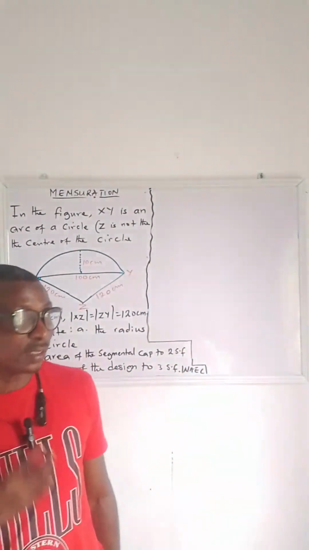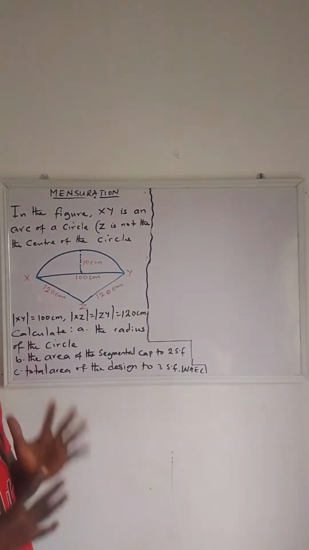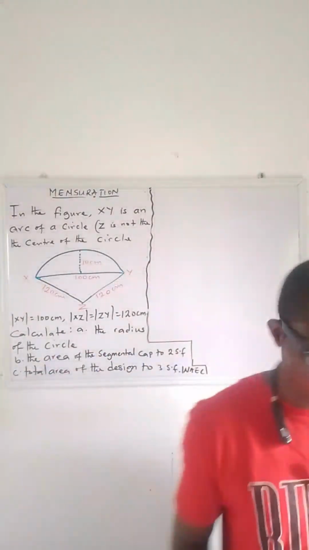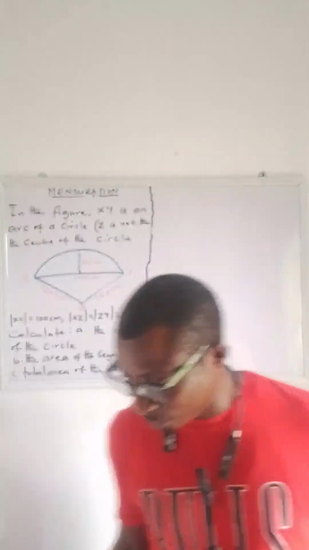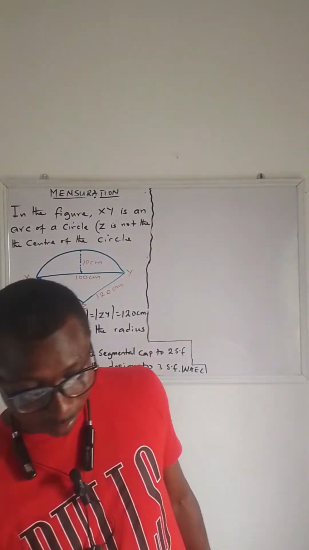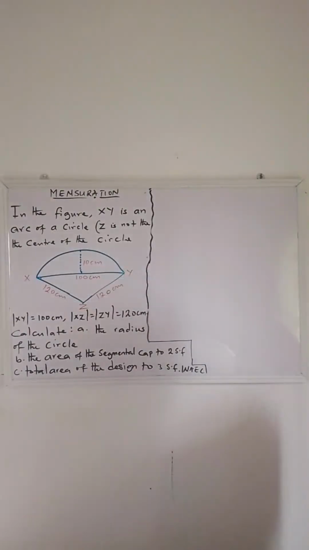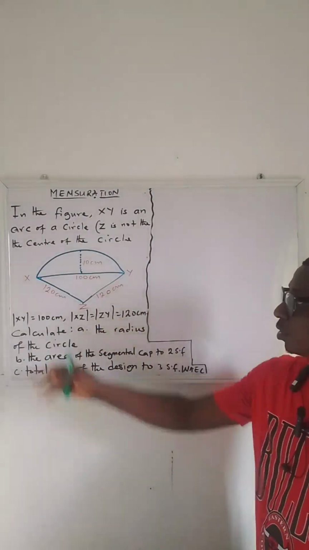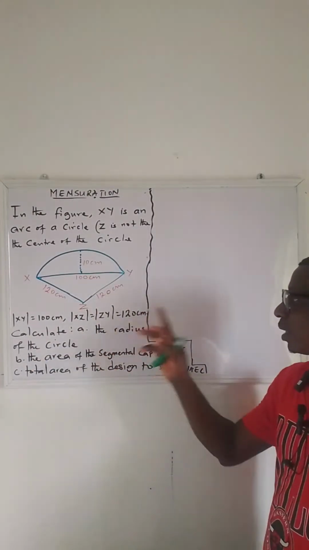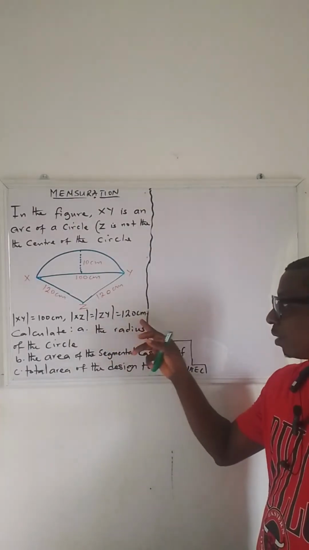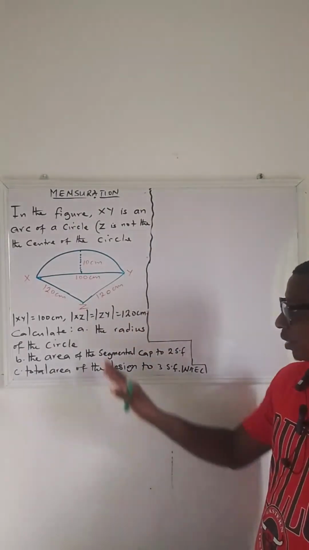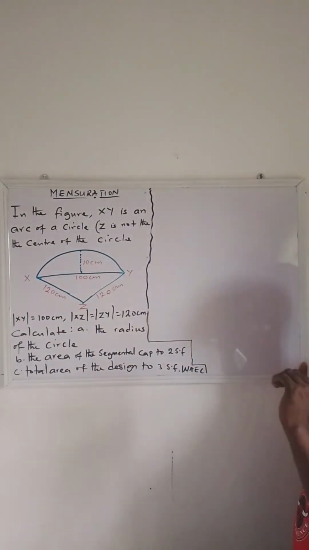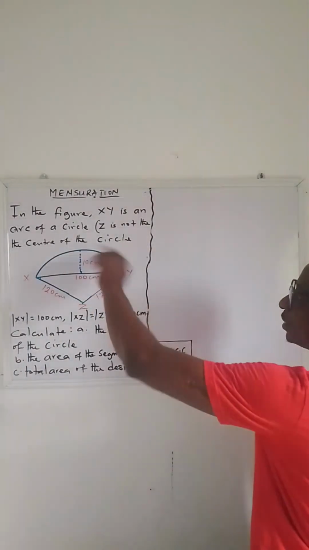This question requires a lot of attention. You need to reason very well to be able to get this question. So, I want you to pay attention to how I'm going to approach the problem. All right, so now let's look at what we have here. In the figure, XY is an arc of the circle, Z is not the center of the circle, so we have length XY is 100 centimeter, XZ equals ZY equals 120 centimeter. You have to calculate the radius of the circle. That's the first task. I want to get the radius of the circle from which we have this arc.